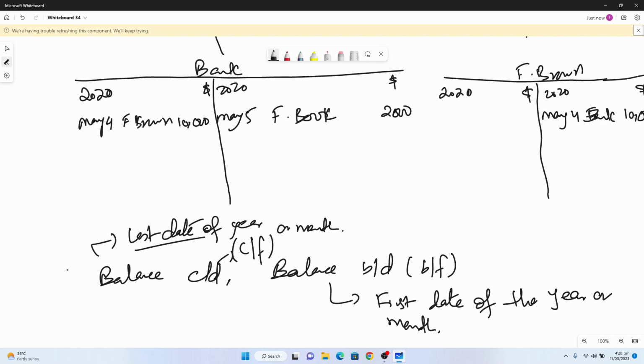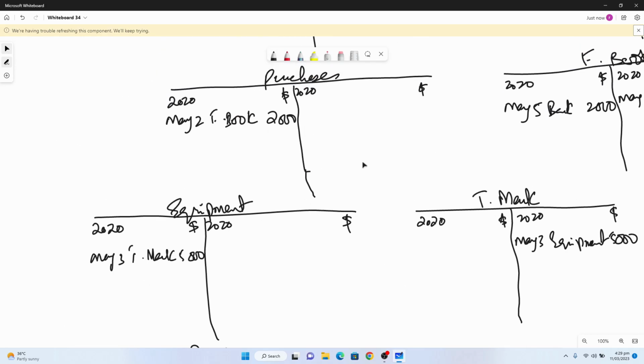You should learn these things very well. Balance CD is many of the times on the lighter side. It is the difference between the debit and credit side. I'm repeating it again and again in order to emphasize the importance of this.